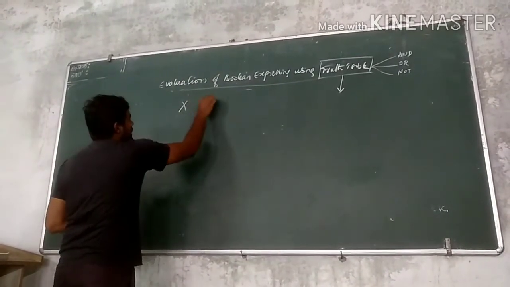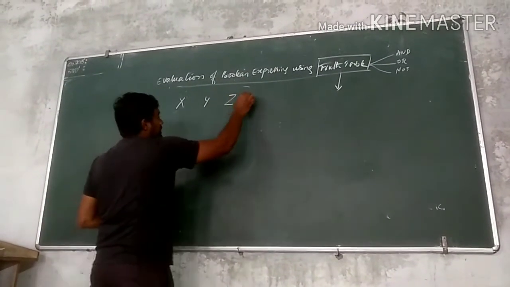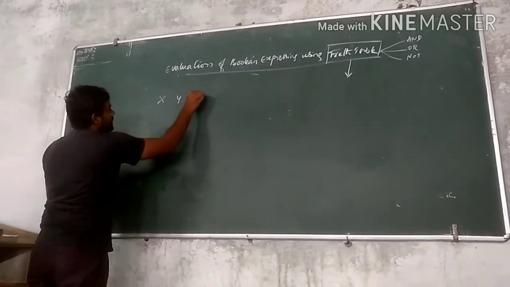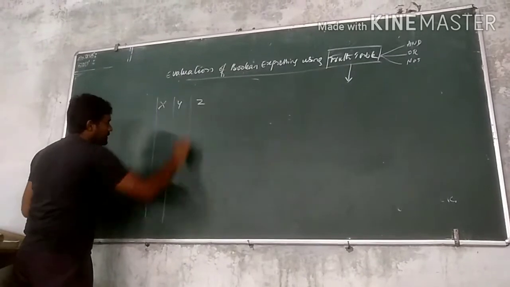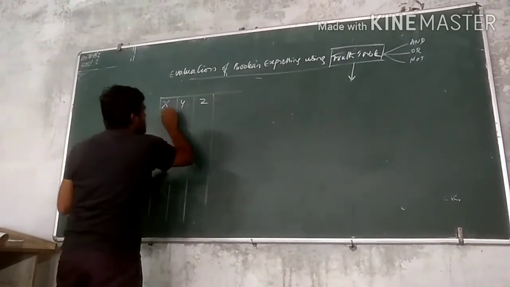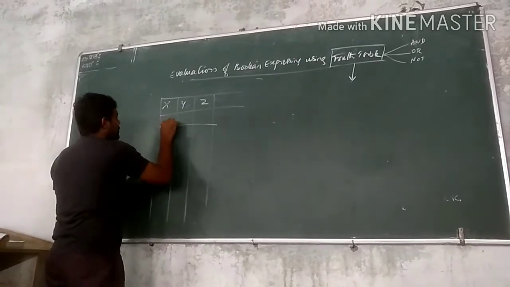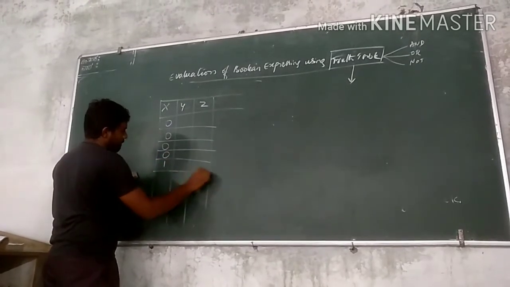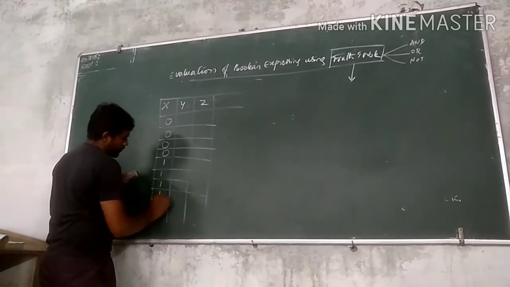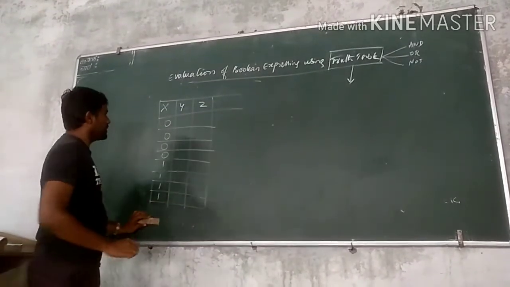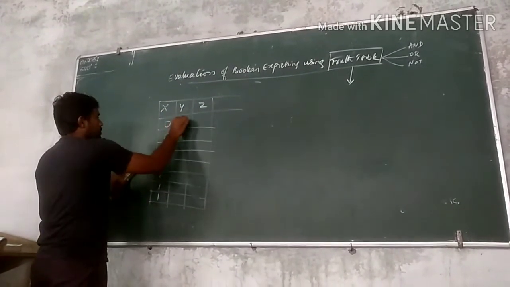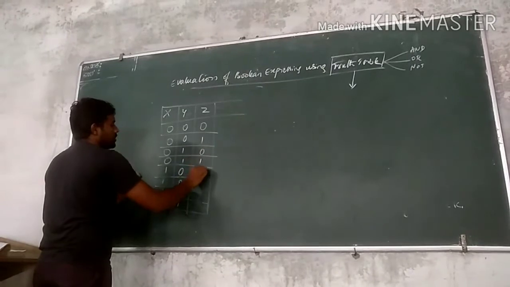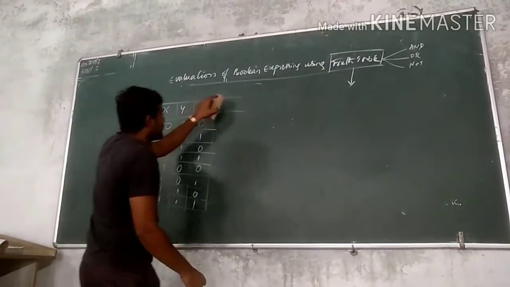So, example: here x, y, as well as z. The values are 0, 0, 0, 0, 1, 1, 1, 1. So 4 zeros, 4 ones. Total it is 3 variables with 8 binary values. Then 0, 0, 1, 1, 0, 0, 1, 1, and 0, 1, 0, 1, 0, 1, 0, 1. So let us start with an example.